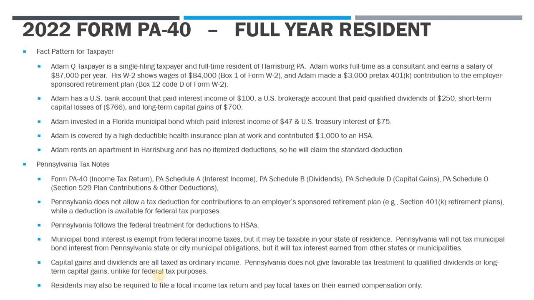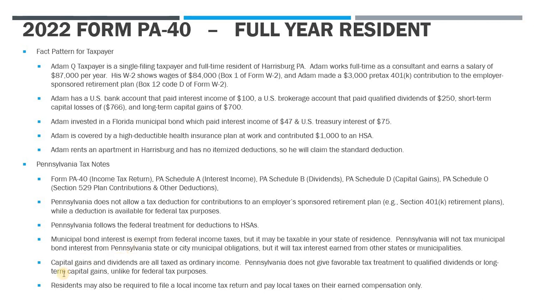Now, as far as tax rates, capital gains and qualified dividends, it's all just taxed as ordinary. There is no favorable tax treatment for capital gains, and that is different for federal tax purposes, right? We get reduced tax rates for qualified dividends or long-term capital gains at the federal level, but at the state level here, all of it is just treated as basically one category.